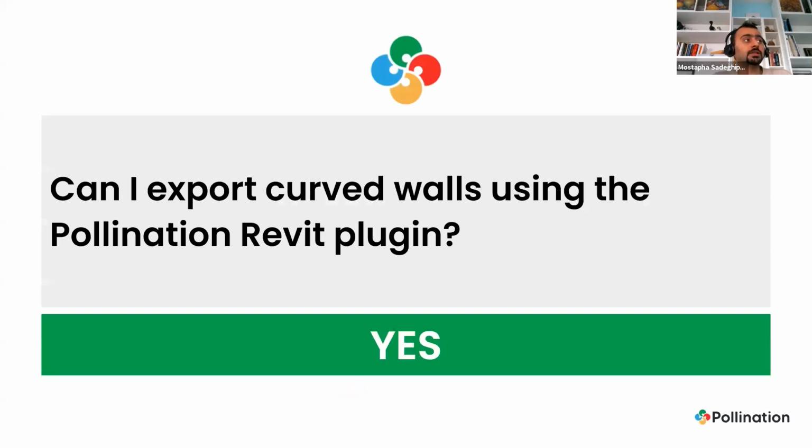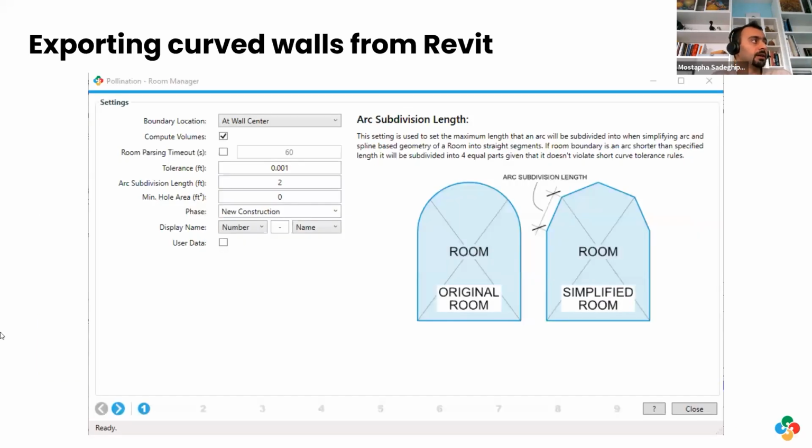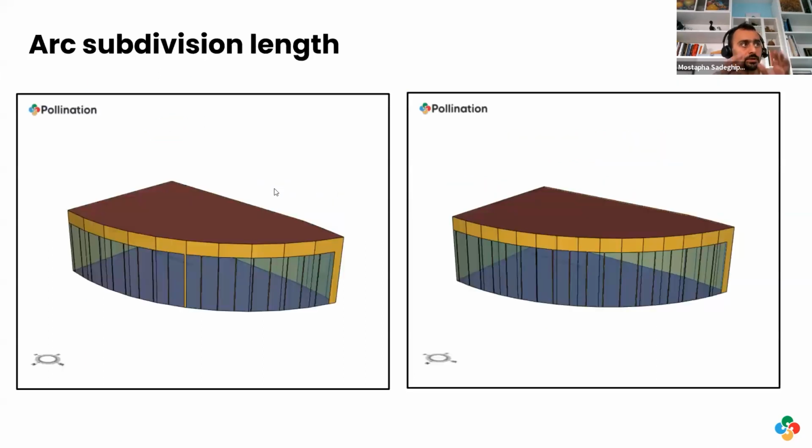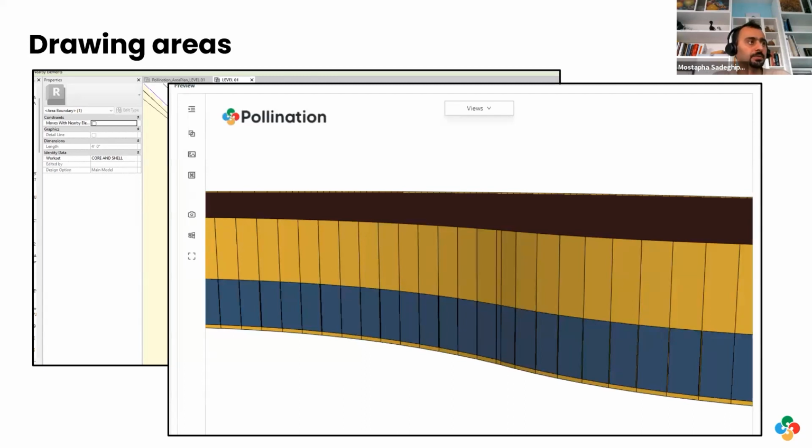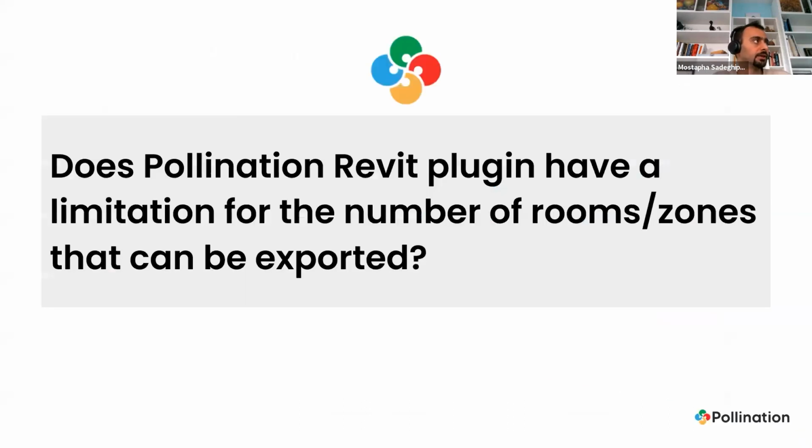Oh, curved walls, we didn't talk about it in this workshop, but you can export them. There is an option in the first settings that we didn't talk about, where you can change the subdivision length. What we do is take the curve and try to divide it. By default, it's set to 2 feet. You can play with this value to be smaller or larger, depending on how accurate you want the model to be. If you want to be really accurate, then you can draw an area and go center to center of mullion. So you have different options based on the accuracy level that you want.